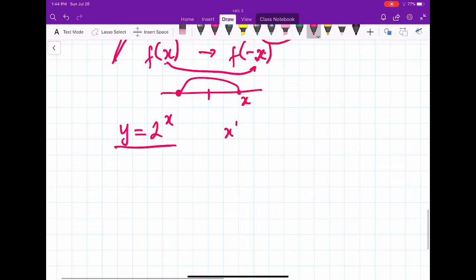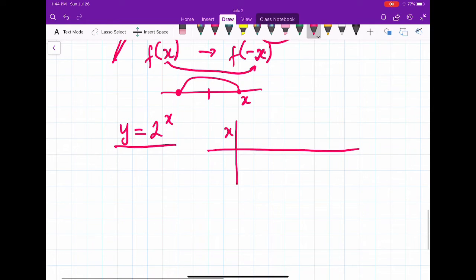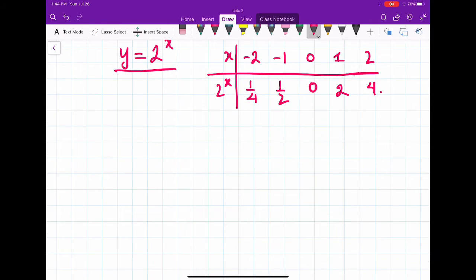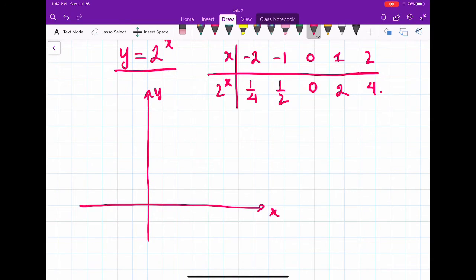For this, I just give a sequence of values. Let's say -2, -1, 0, 1, and 2. I have 2 to the x is 1/4, 1/2, 1, 2, and 4. You may choose more than 5 points, but I think that's okay for us. And then I will plot those points x, y here. X equal to 1, y equal to 2 here, x equal to 2, y equal to 4 here.